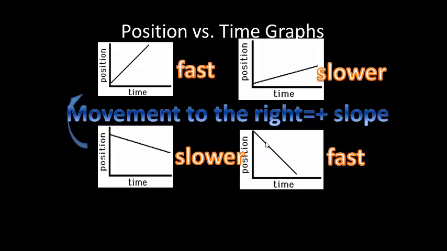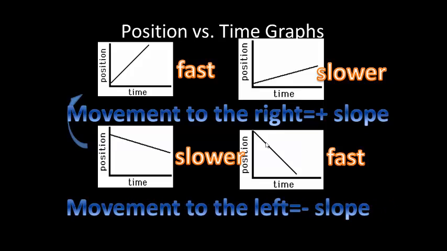The top graph is indicating movement to the right, as indicated by a positive slope. The two graphs on the bottom are indicating that the object is moving to the left. We're getting a negative slope. So not only does the slope tell us how fast or slow something is going, it also can indicate the direction if I pay attention to how that line is changing on my y-axis.